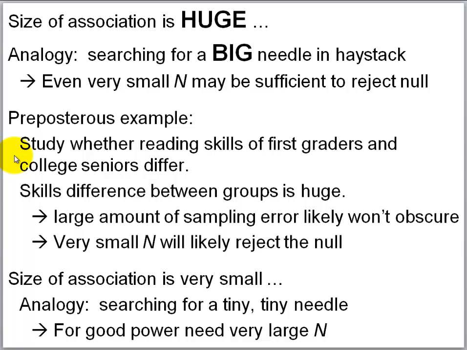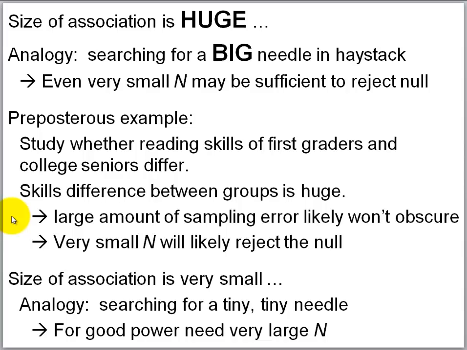So suppose you were to study whether reading skills of first graders and college seniors differ. Well, obviously we've got a huge difference between these two groups. And the difference is so huge that even if we've got a lot of sampling error, even if we've got a very big haystack, it may not be a big enough haystack to prevent us from finding the needle. In other words, from picking out this very large difference.